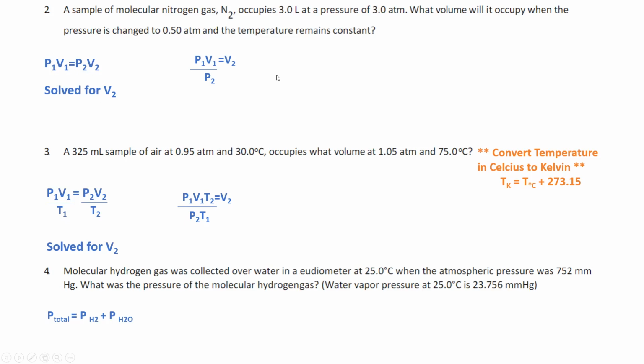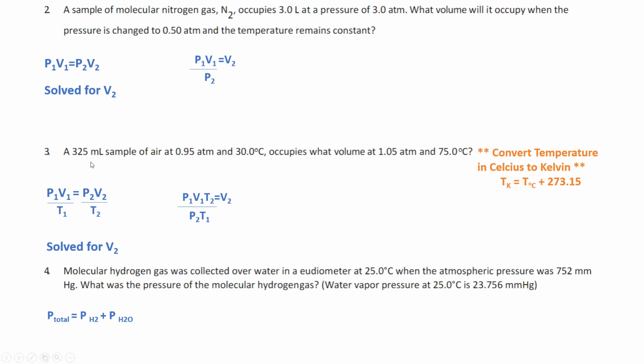So solving for V2, we just divide each side of the equation by P2 and we get V2 equals P1 V1 over P2. So we can put in these variables. Having pressure in atmospheres is fine. It's going to cancel out and our volume will be given to us in liters.